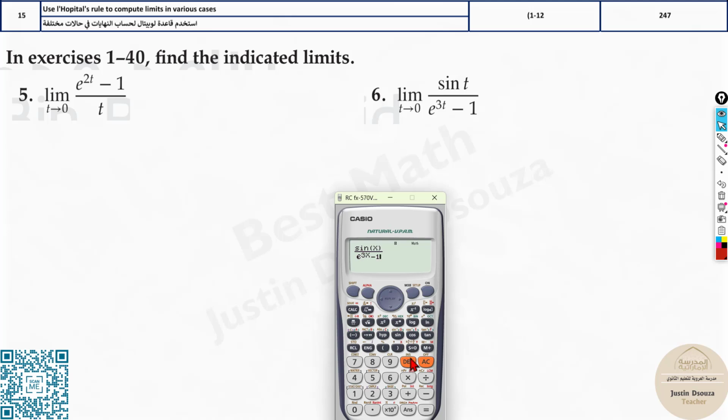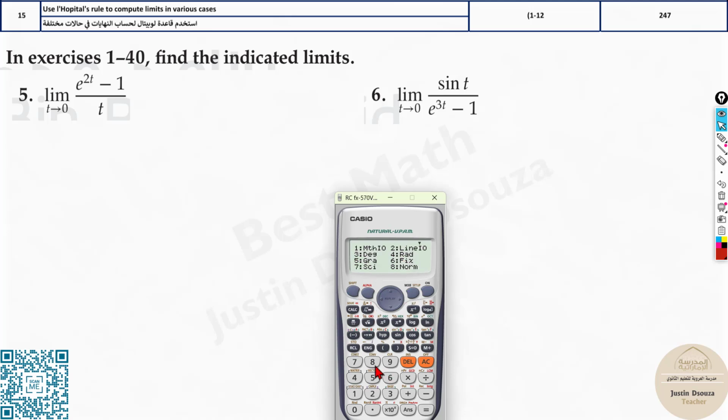I know in my class when students were solving, they write minus 1 here and they try to do the shortcut method. It doesn't work. You need to press next, minus 1. Now it would work. Now calculate it at negative 0.0001. I'm going to get a wrong answer here. This is not the correct answer. Why? Because I have a trigonometric function and it is in degrees. This is wrong. You need to press shift and mode.